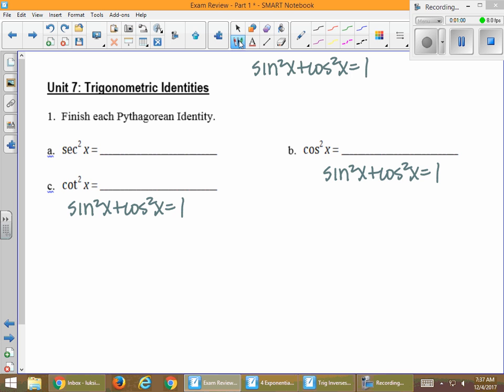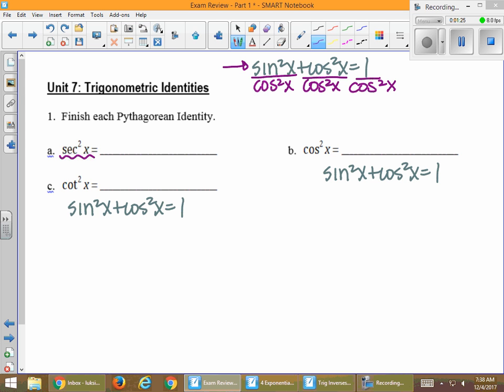So for part A, we're solving for secant squared. And in order to use our identity here and get secant squared, we need cosine squared on the bottom. So I'm going to divide everything by cosine squared. And that ends up nice.